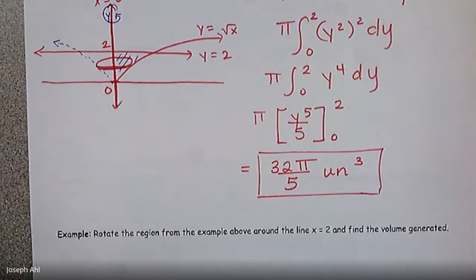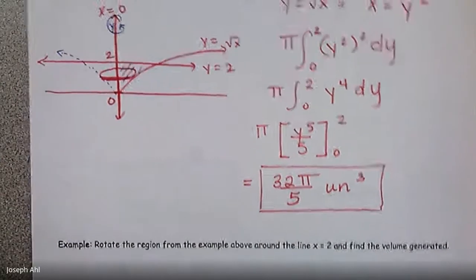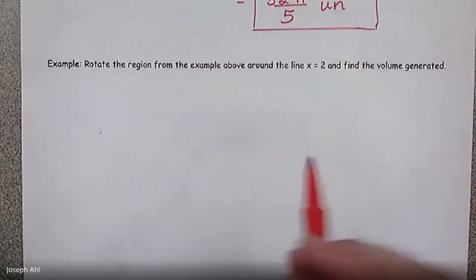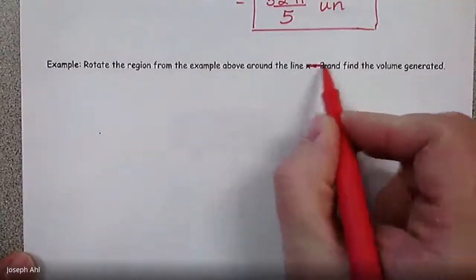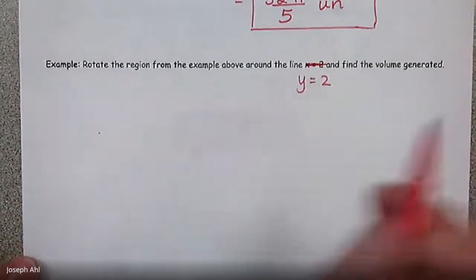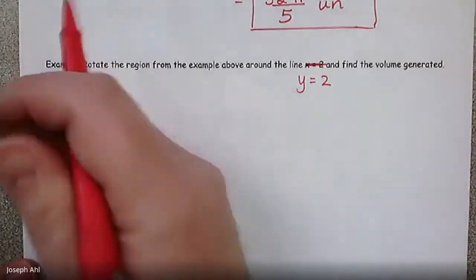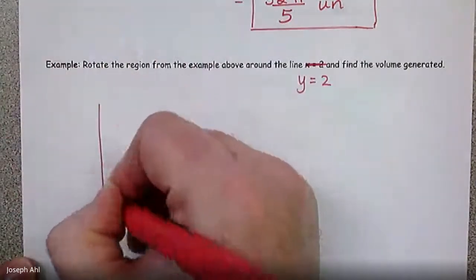Okay. Here's another interesting example. For the most part, we're going to be revolving around the X and the Y axes, but certainly we can rotate around something like the line, and actually I'm going to change this for you. We're going to rotate around the line Y equals 2 in this example. So it says rotate the region from the example above around the line Y equals 2, and then find the volume that's generated there. So if we were to sketch that picture again.